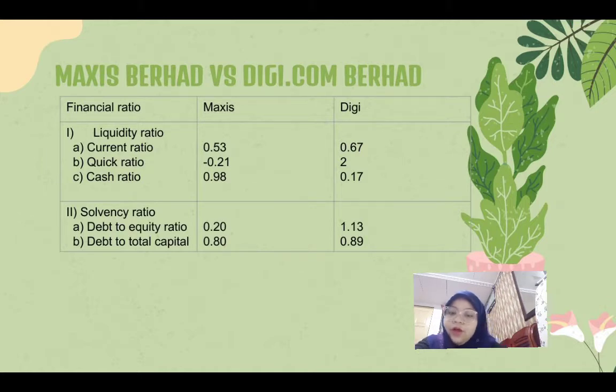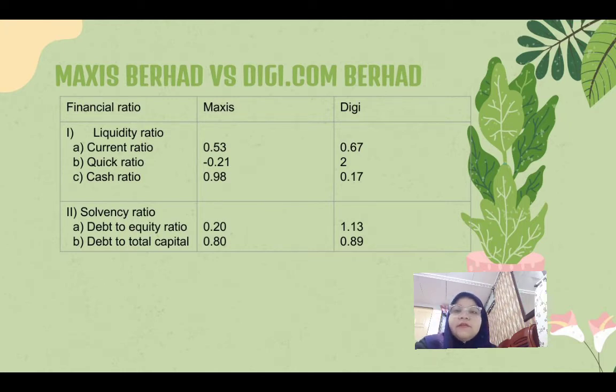Cash ratio for Maxis gets a value of 0.98, while DiGi gets a value of 0.17. This indicates Maxis is capable of repaying short-term debt by means of cash or near cash sources, usually marketable securities. Next financial ratio is profitability ratio.